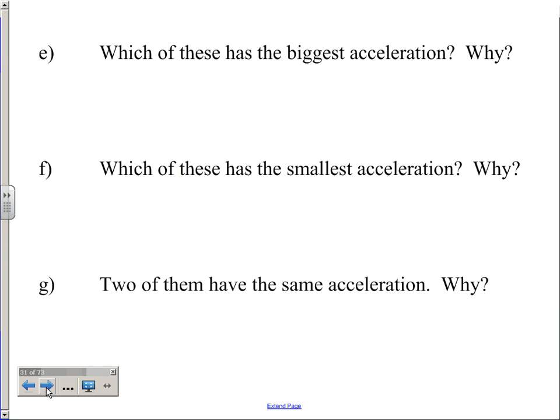I think we already talked through this. Which one has the biggest acceleration is the one with the smallest mass and the biggest force. The one with the smallest acceleration is the one with the smallest force and the biggest mass. And the two that have the same acceleration is the first and last one, parts A and D. So I don't know that we need to dwell on that.